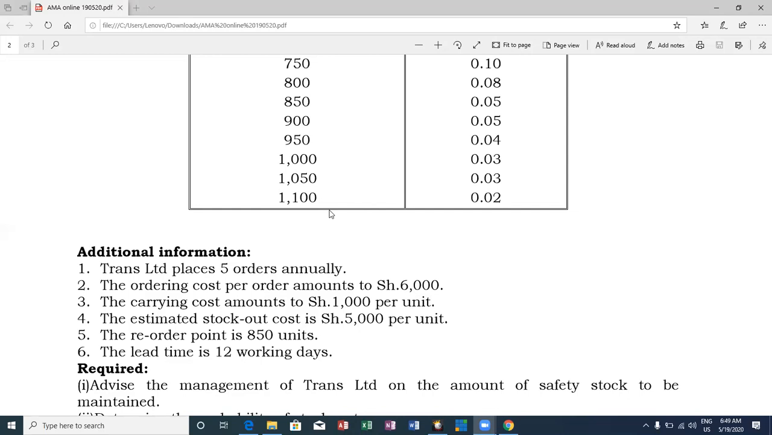So the number of orders in a year, what do we have here? Number of orders in a year. They have given us the number of orders in a year. How many of them? Five orders a year. So times 5.